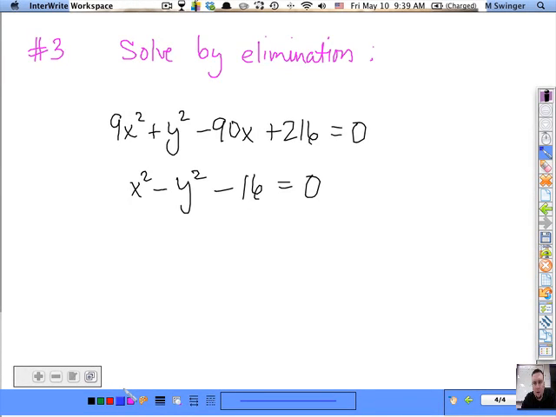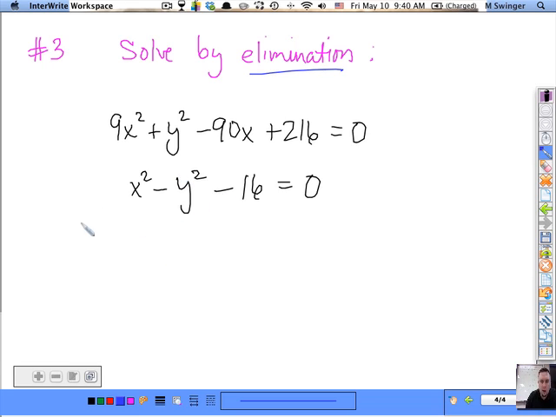Okay, last method of solving, solve by elimination. So if you have any two equations, you could solve by elimination. Now, what's the easiest way to eliminate? You remember elimination from before, hopefully. You look for a variable and you try to eliminate it by adding or subtracting equations.